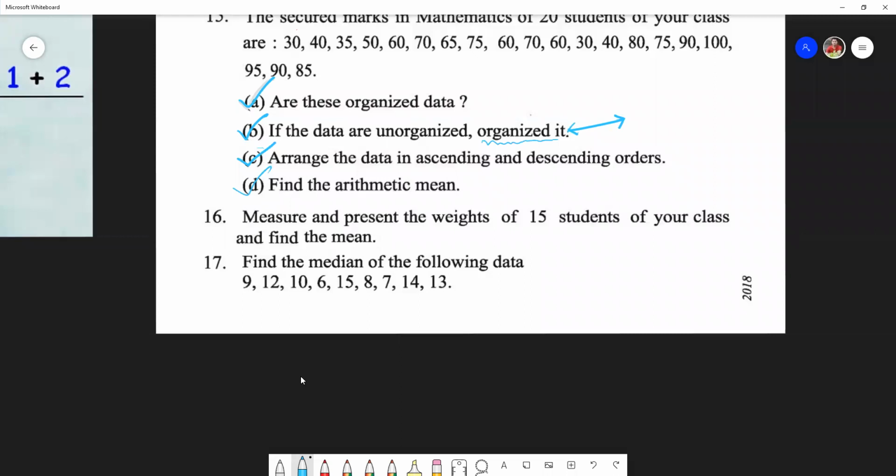Suppose now it's lockdown, school is closed. So at this time we cannot go and ask them what their weight is. I need to do my math problem.